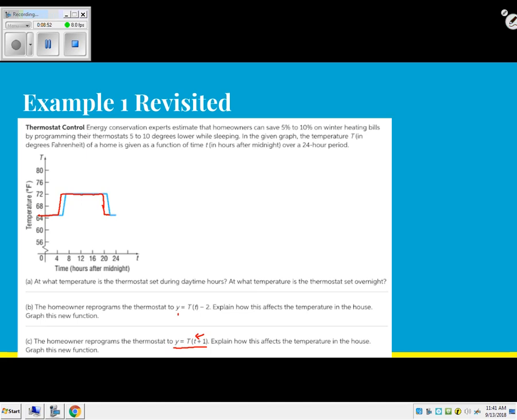Well, the temperature is not going to change. It's still going to be hitting the same 72 degrees in the day and 65 degrees at night. But it's going to do that an hour earlier now. So we could say temperature changes will now be an hour earlier. Maybe since it gets dark earlier in the winter, you want to go to bed earlier. That's how this person would reprogram it. Okay.